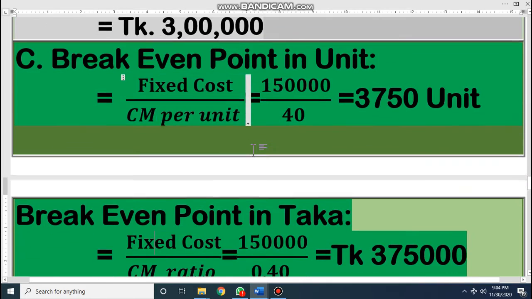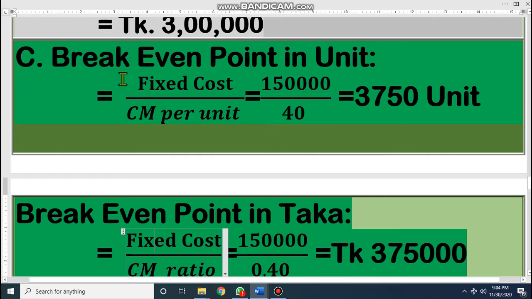Dear student, the formula is fixed cost divided by CM per unit. Fixed cost is 1,50,000, it is given, CM per unit we just calculated, it is taka 40. So 3,750 units is the break-even point in unit.